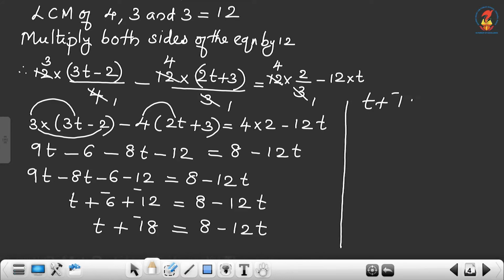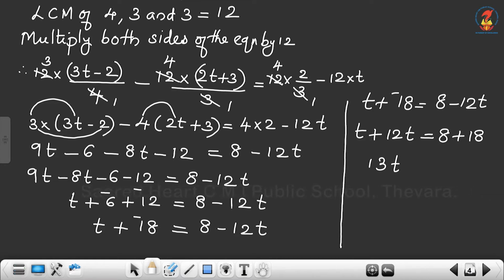t plus negative 18 equal to 8 minus 12t. Now left hand side we have to keep the variables. So t is already there. 12t, when it comes to the left hand side, it is a plus 12t equal to 8. Negative 18, when it goes to the other side, positive 18. t means a 1t. So 1 plus 12, 13. So you will get 13t equal to 8 plus 18, which is equal to 26.